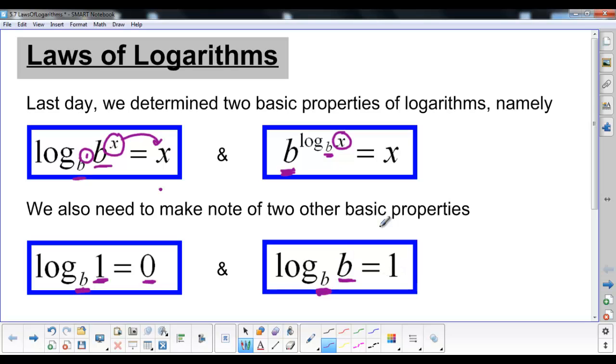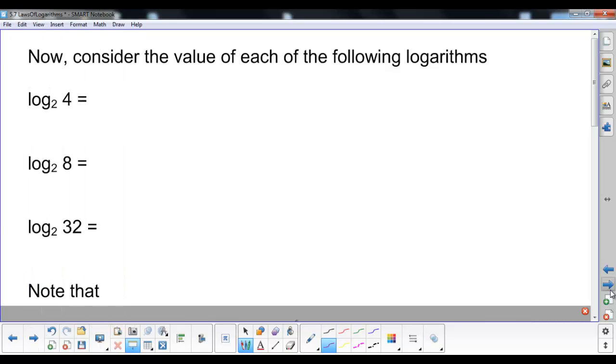So what we're going to do now is come up with a few more rules, but before we do that, let's consider the value of each of these logarithms. Log 4 with base 2. Well, 2 to what power is going to give you 4? Or in other words, we can rewrite it as having the same base. So 4 is actually 2 squared, which means my bases are equal. I'm going to take my exponent here as the answer to our question.